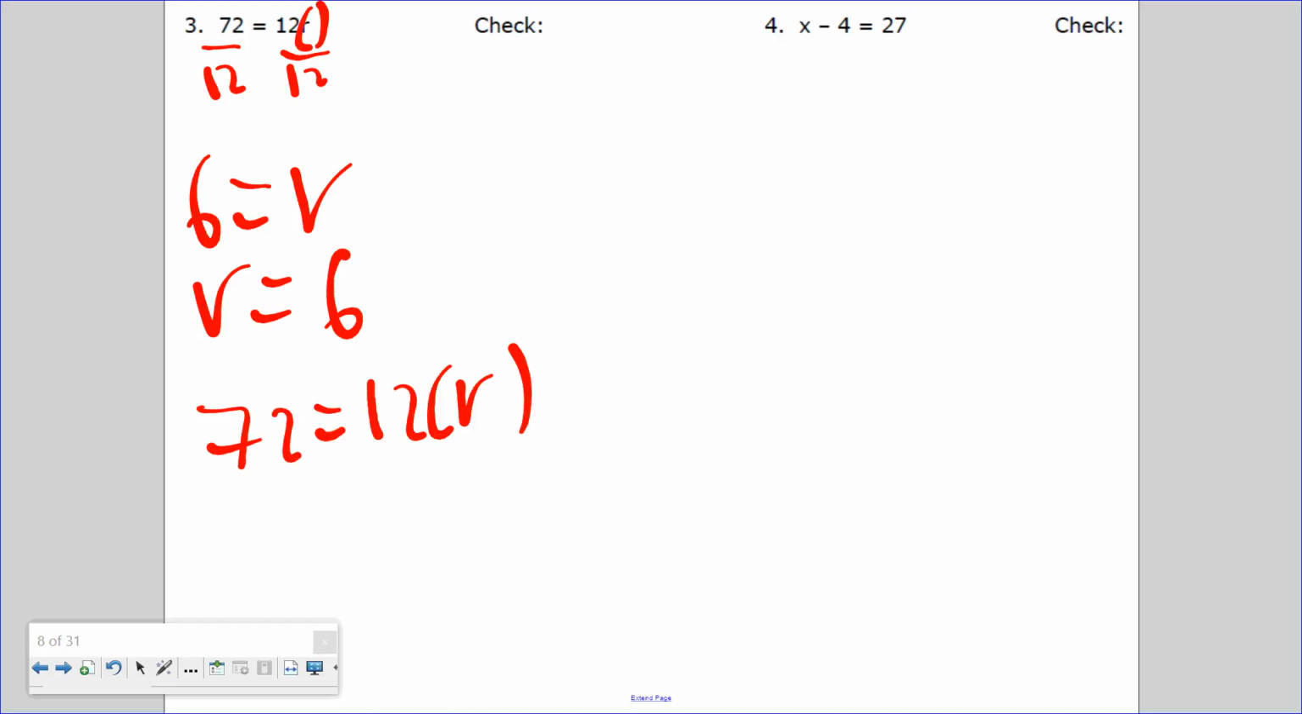I need you to check your work. I replace r with 6. 12 times 6 is 72. Check mark.